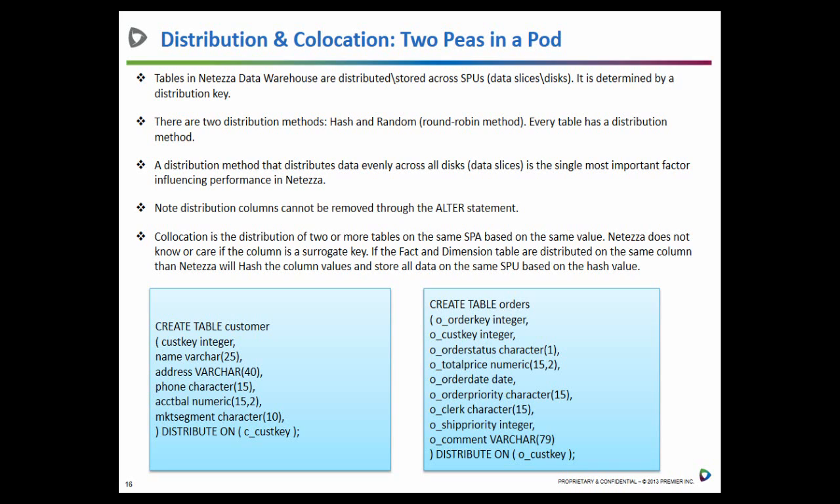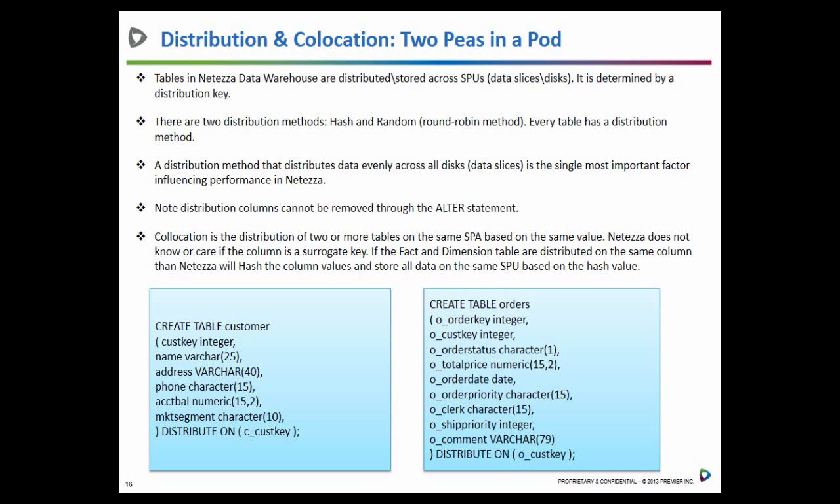What we're going to start with today is the distribution and co-location concept, which again we covered in detail last time, but I want to re-emphasize this because this will give you a much better idea of how Netezza distributes data and stores data in the spools in the box, right? So table distribution in Netezza is nothing but a way of storing data across data slices or hard disks. Data slice is another term for hard disk, right?